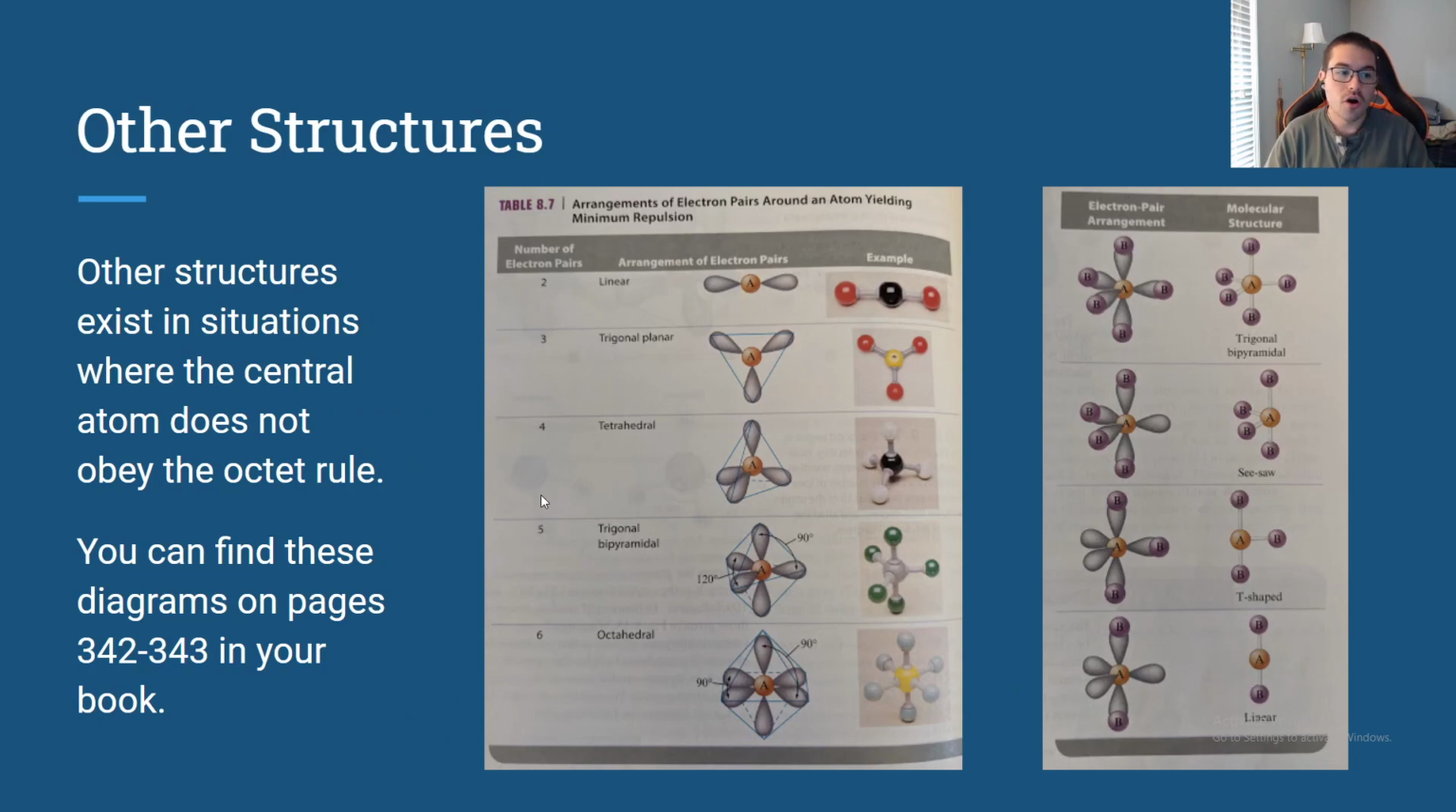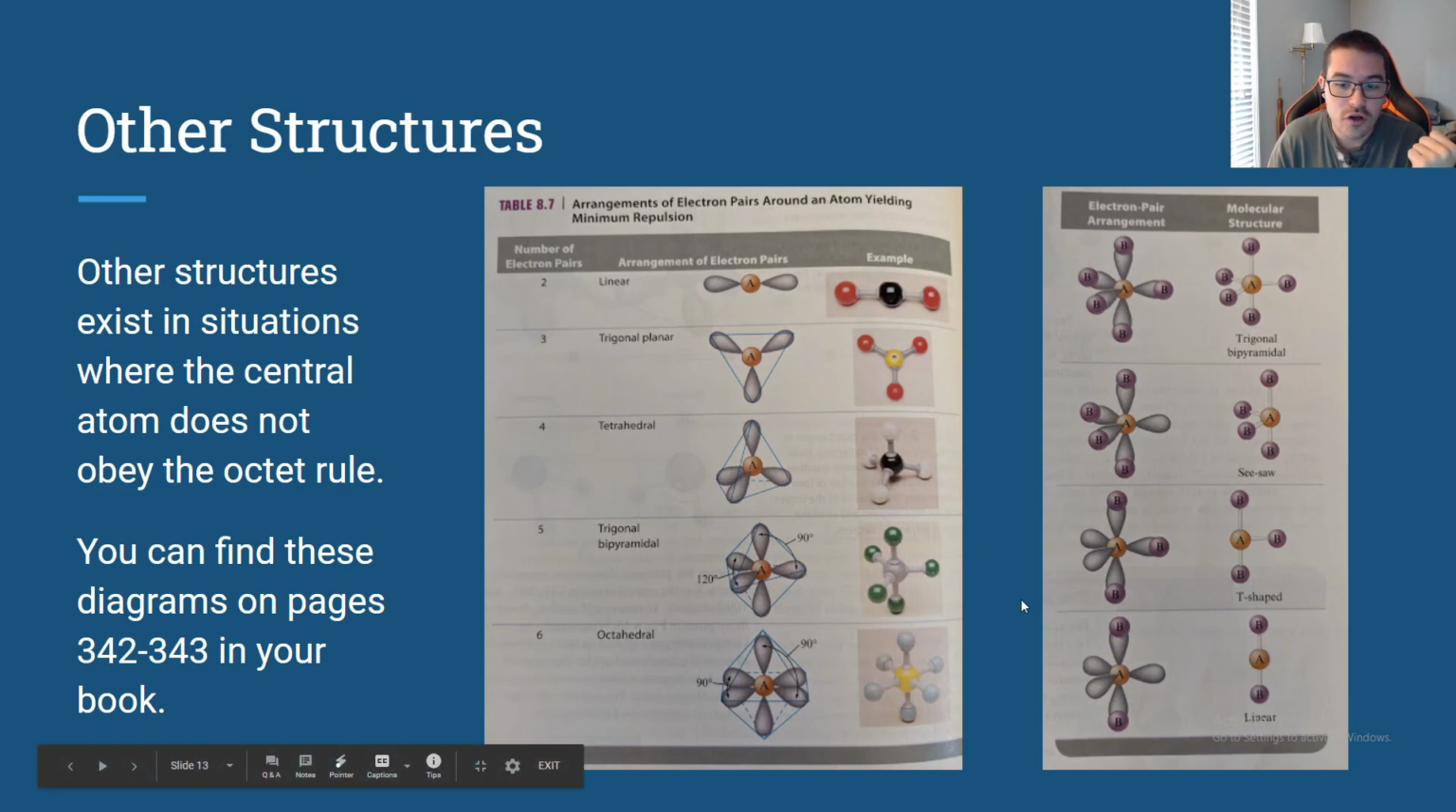All right, there are other structures that you are responsible for knowing. In order to keep the video relatively short, I'm not going to go into all of these details. Some of these we're going to look at in the simulation, okay? You can find these tables on pages 342, 343 in your book. We've already talked about linear, trigonal planar, and tetrahedral, and then also trigonal pyramidal and bent. There are some other structures which you are responsible for being able to work with: trigonal bipyramidal, octahedral, seesaw, T-shaped, and linear.